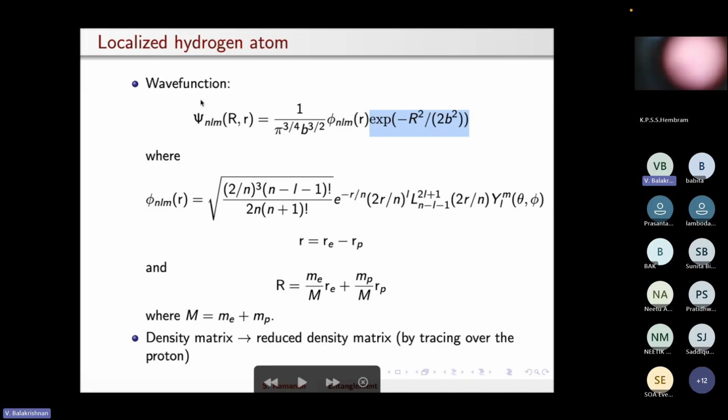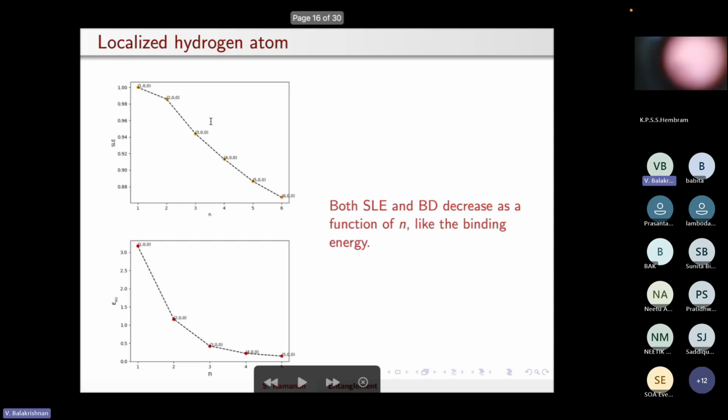Given this psi, I want to build a density matrix and get the reduced density matrix by tracing over one of the particles. Of course, I choose to trace over the proton because I'm interested in the entanglement of the electron. Now, if I calculate SLE and SVNE numerically as a function of n, the principal quantum number, keeping L and M to be 0, then we see that as n increases, the binding of the electron to the nucleus decreases, and so does the entanglement.